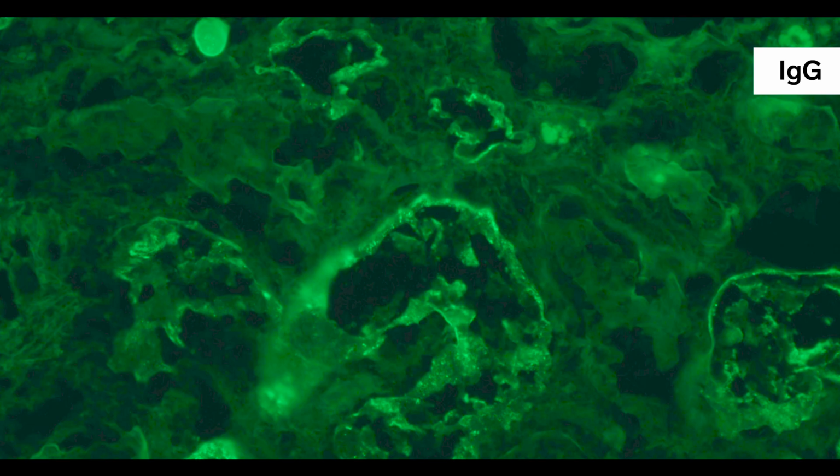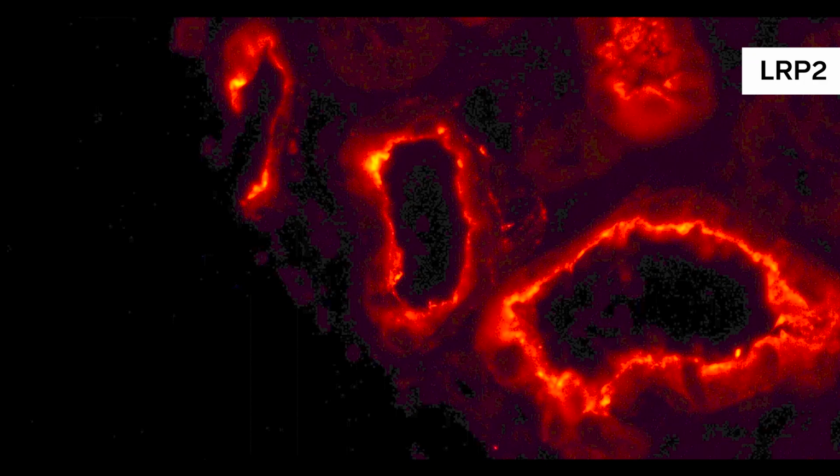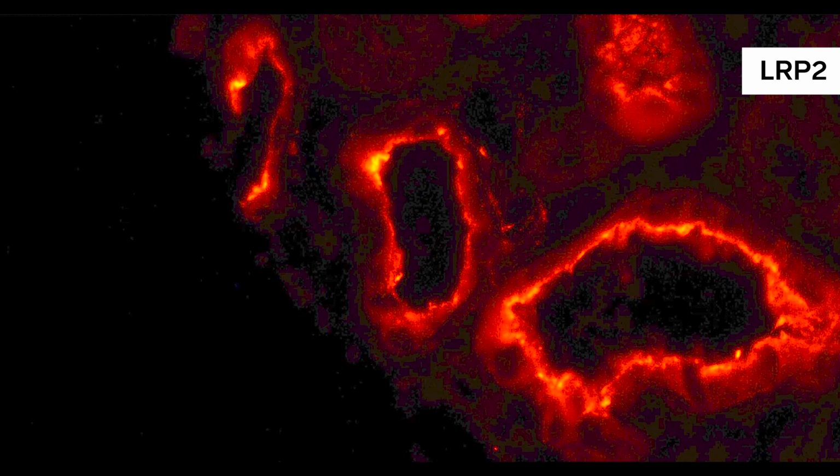Are there any stains that would help us with the differential? So we could consider a NELL1 staining because it looks like it's a membranous pattern and it's very segmental. But we could also consider an LRP2 stain, which would further characterize the deposits, specifically as we have them in the tubules. So here we have our LRP2 stain, which should normally only stain the brush border over here. It should not be found along the tubular basement membrane.